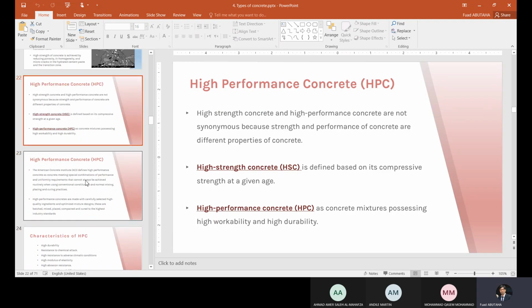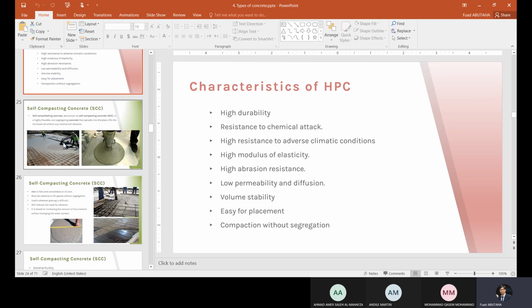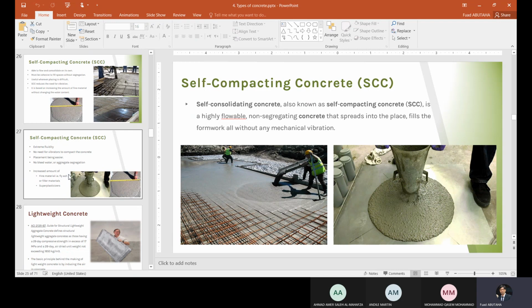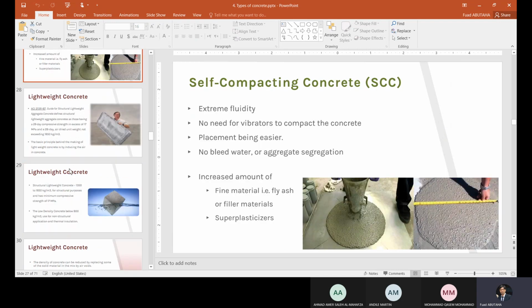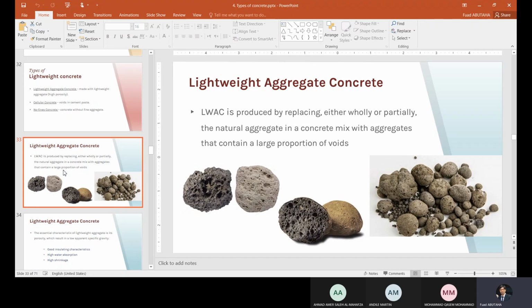We move to the high performance concretes. High performance concrete is related to the durability of the concrete. We move to the self-compacting concrete, and lightweight concrete, the methods to produce lightweight concrete.